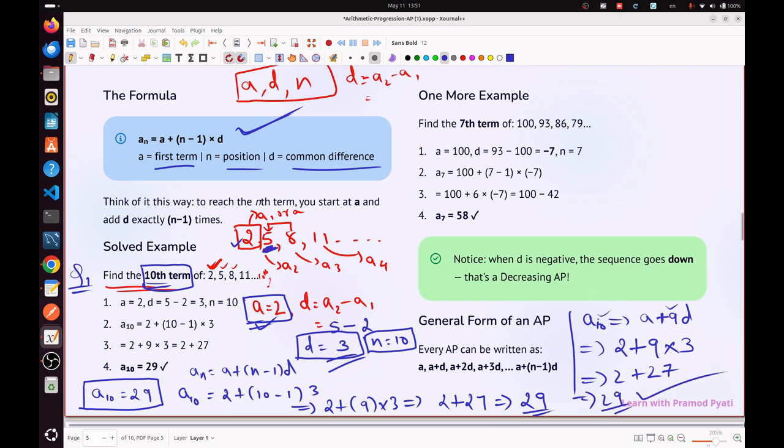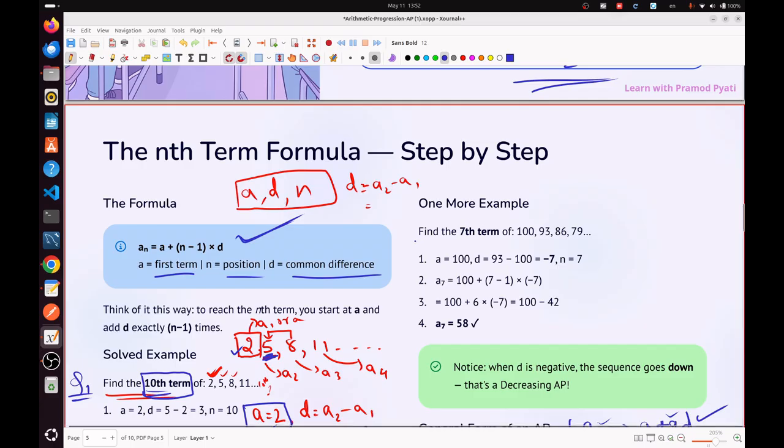This is not a trick, just a simple way of doing the calculation. Anyway, you need to put the formula for full marks, but if you want to solve for competitive exams, then you can go with this. Next, here we have, see here. First I will show with the trick, that is find the 7th term of 100, 93, 86.